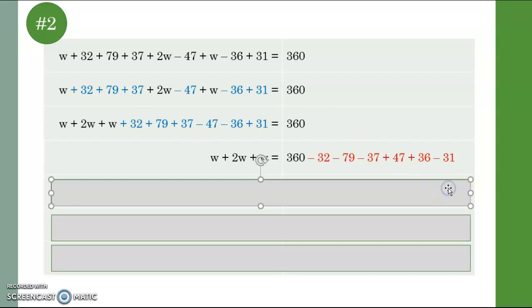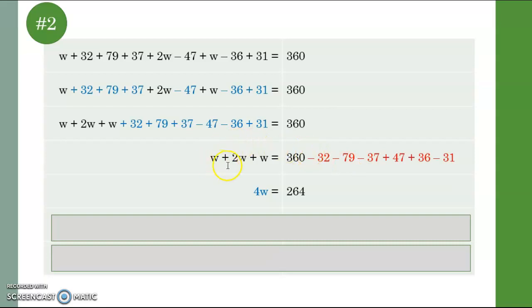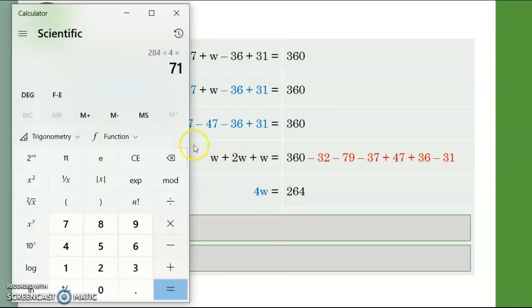On the next line, this is where we're going to simplify and do some calculator work. We've got W plus 2W plus W. Anytime you have a variable that doesn't have a number in front of it, we can assume that that's a 1. So this is really 1W plus 2W plus 1W. 1 plus 2 plus 1 equals 4. 4W. On the left, we're going to grab our calculator. Okay, so we've got 360 minus 32 minus 79 minus 37 plus 47 plus 36 minus 31 equals 264.